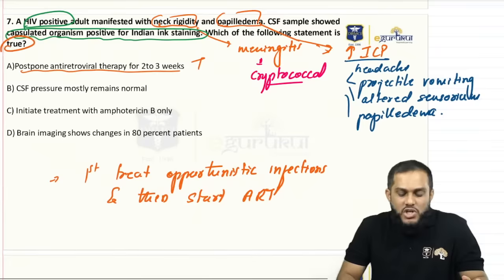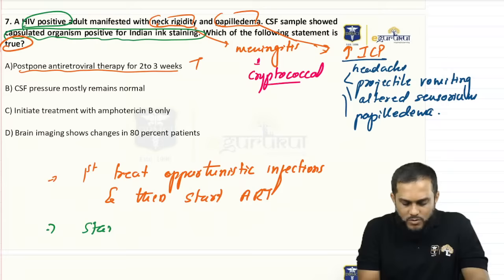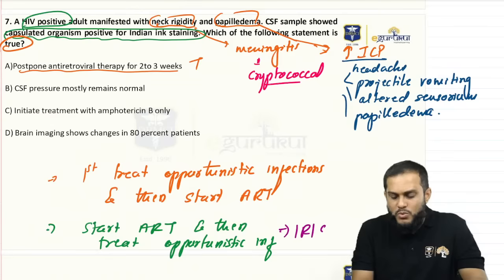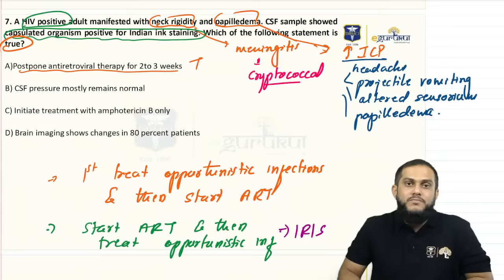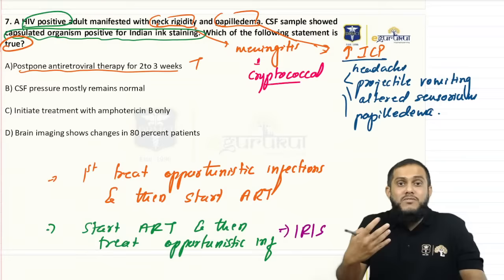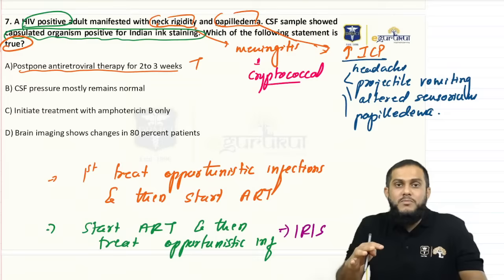Sir, what happens if you start ART and then treat the opportunistic infection? What happens if you do the opposite? Sir, we get a complication, IRIS, immune reconstitution inflammatory syndrome. Why? Sir, when you start the ART, the immune system will recover in an HIV patient. When the immune system recovers and then you start the treatment, you get immune reconstitution inflammatory syndrome.